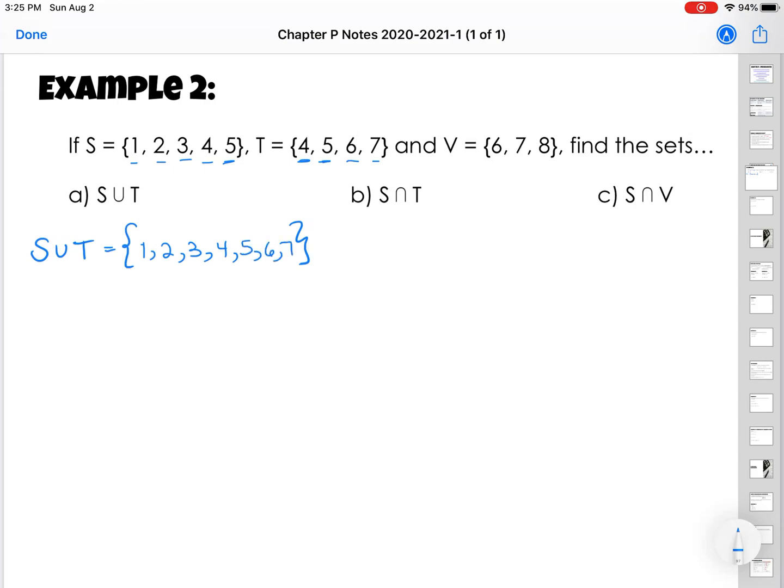So we're including everything. However, when we're doing the intersection, so this is S intersection T, we only want the numbers that they both have, that they have in common. So they only have 4 and 5 in common, so 4 and 5 are going to be the intersection. And then for S intersection V, let's see, S is 1, 2, 3, 4, 5, V is 6, 7, 8. There is no intersection at all, so that would be the empty set.